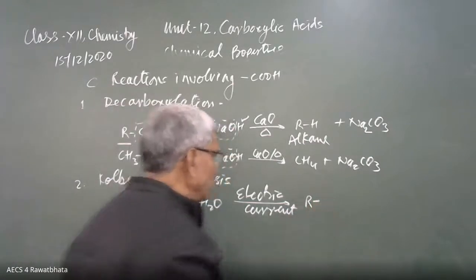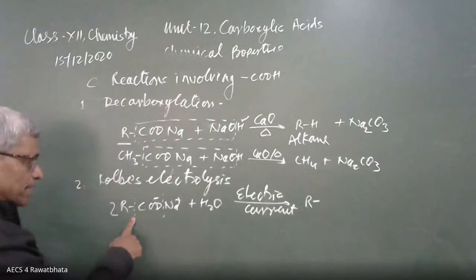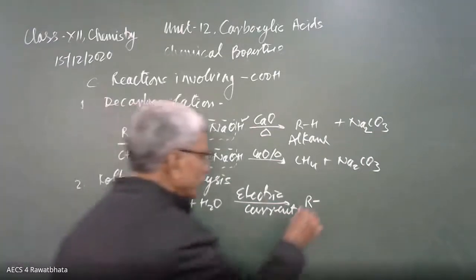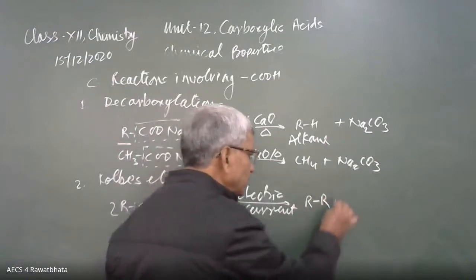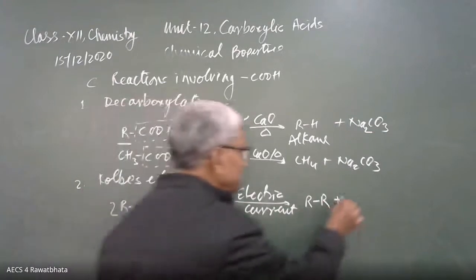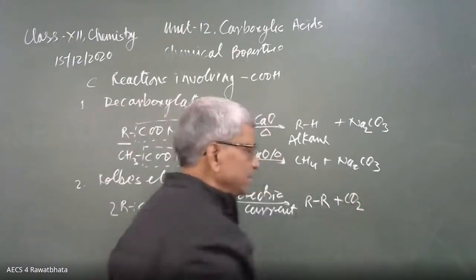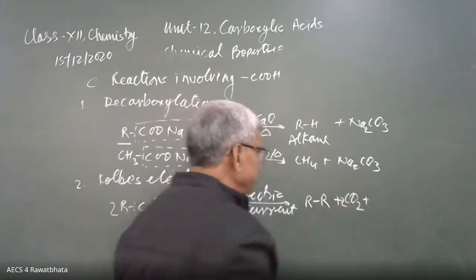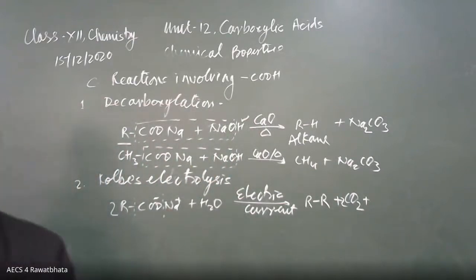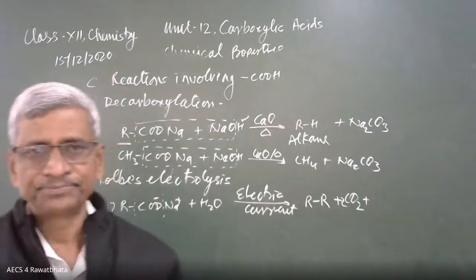The R alkyl group is free at the anode due to breaking of the alkyl and carbon bond, and the alkyl groups join together to form R-R. The COO comes out in the form of CO2, carbon dioxide. Actually, Na is not going to be electrolyzed. This we have discussed in electrolysis.